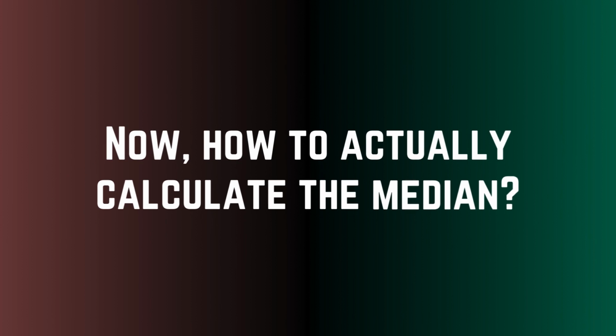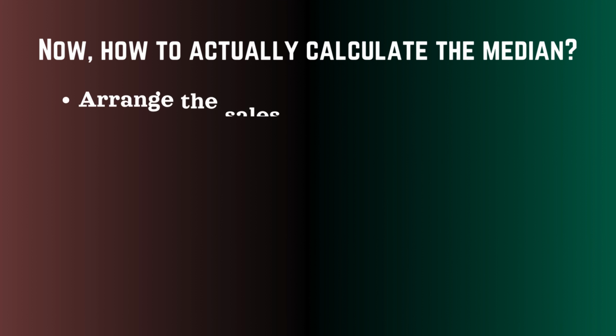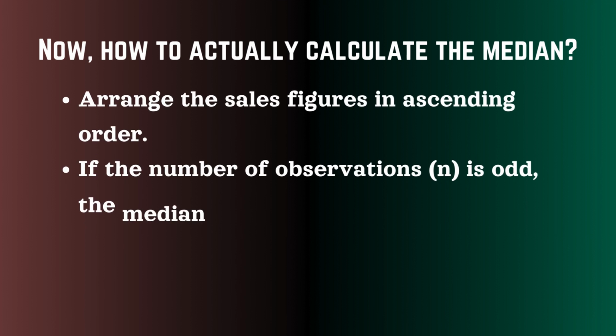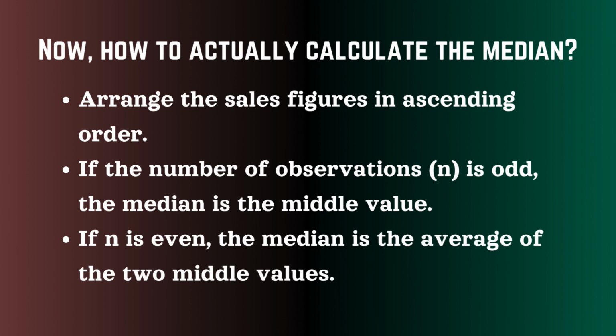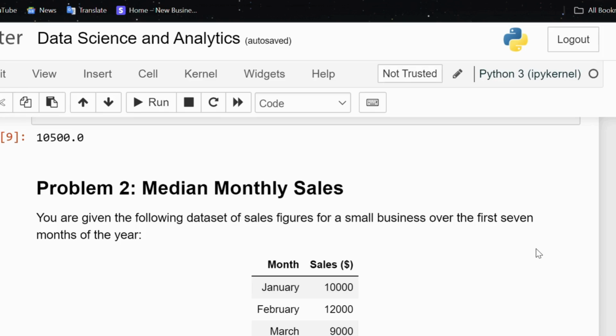Now, how to actually calculate the median? First, arrange the sales figures in ascending order. If the number of observations, let's say n, is odd, the median is the middle value. If n is even, the median is the average of the two middle values. Understanding the median is crucial for analyzing skewed datasets and getting a better grasp of typical sales performance.